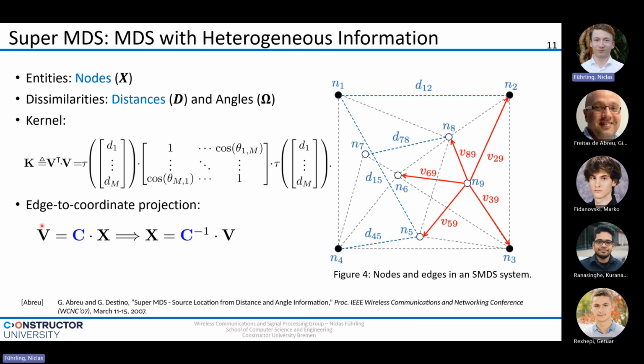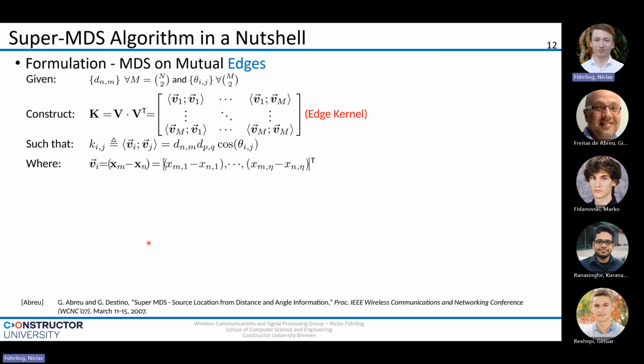So in the end, you again have this edge to coordinate projection. You have your V, which is part of your kernel. Then you have your C and your X. And in the end, you want to, of course, find the position of the nodes again, so the X, the matrix coordinates for vectors formed by pairs of nodes. And then how the algorithm works is pretty similar. You can see again, now we have MDS on the mutual edges. So first you want to construct the kernel again by your distances and the angles.